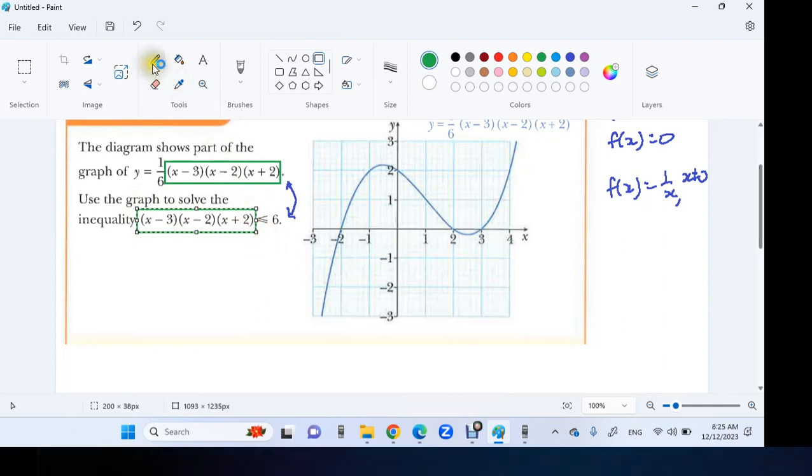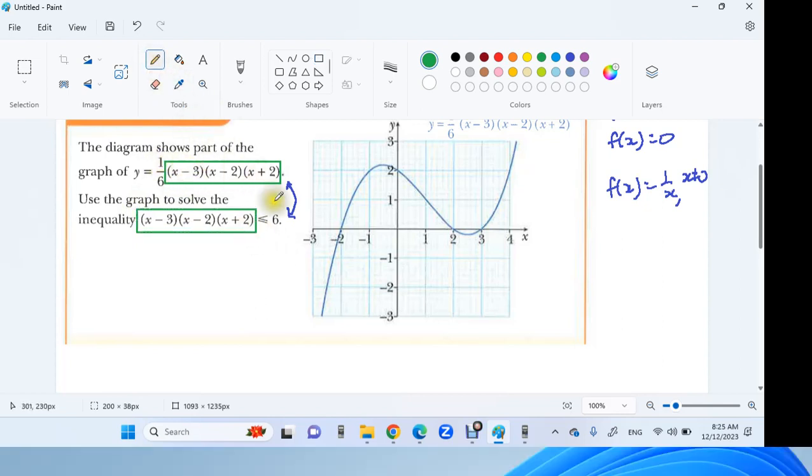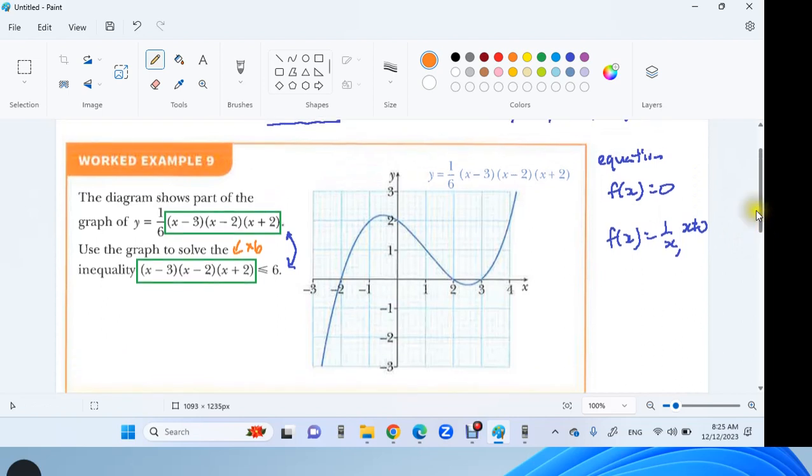Some student may say that we multiply 6, then we get this. Yes, from this to this is multiply 6. But the problem is the graph provided is 1 over 6, and we want to use this graph. So what we need to do is go back to this and divide by 6, so I divide 6 on both sides.